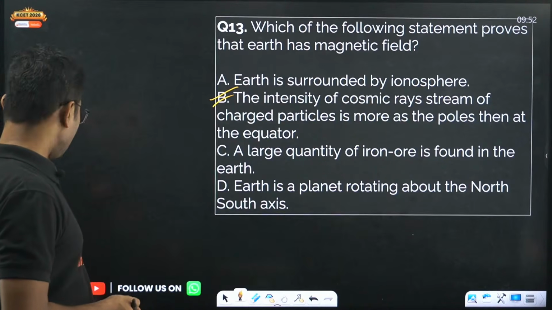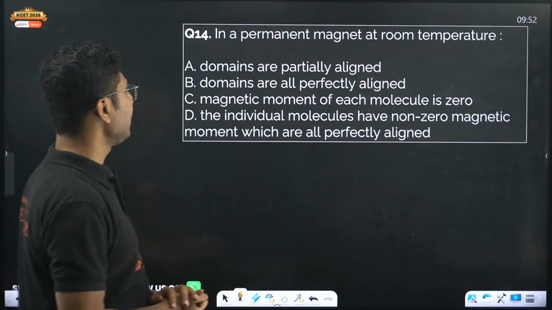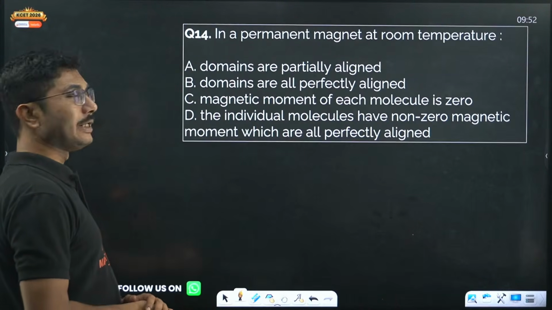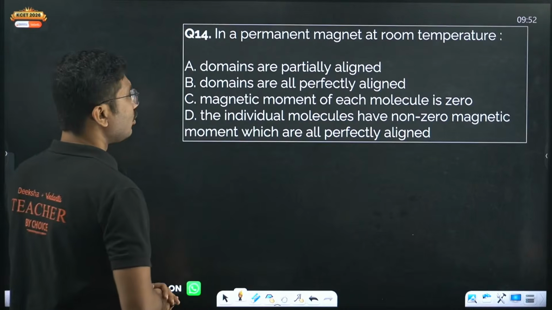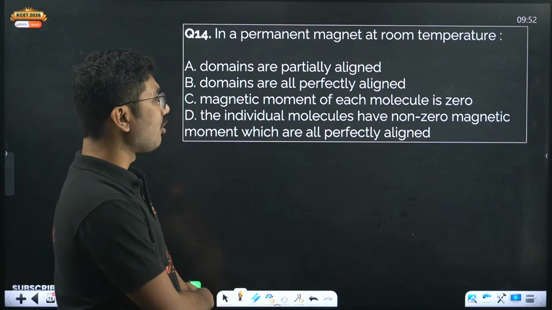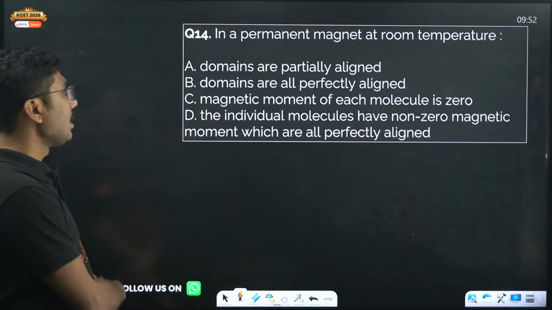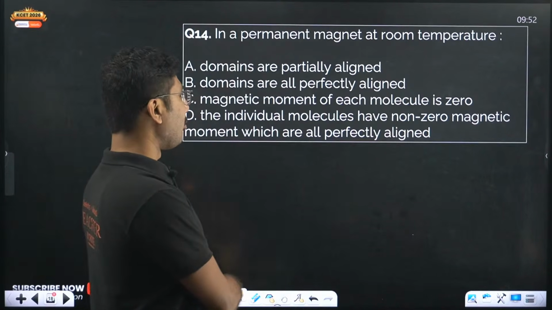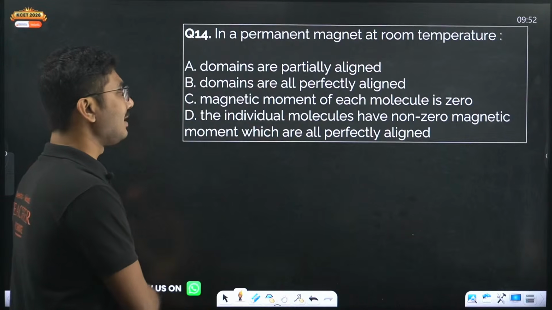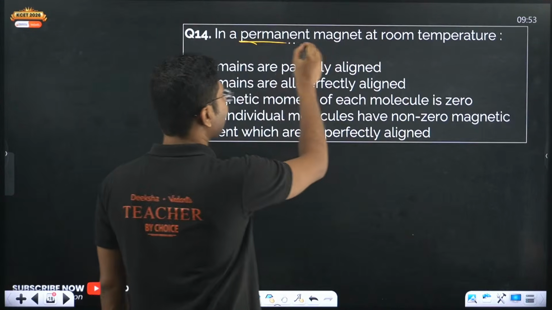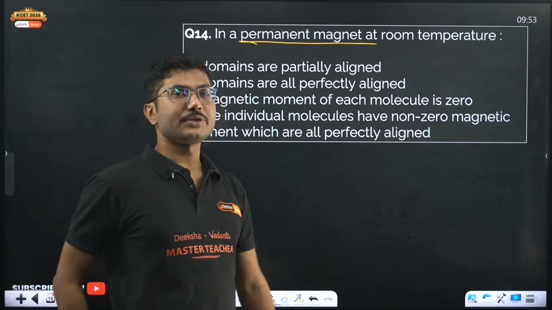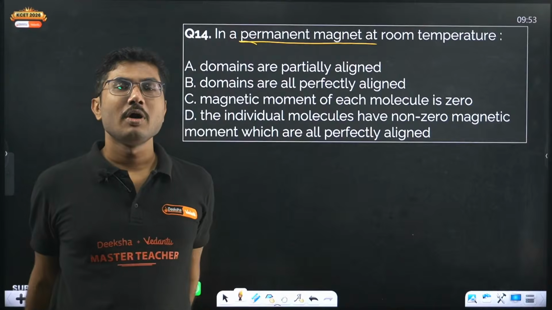Okay, now let's move on to the next question. In a permanent magnet at room temperature, domains are partially aligned; domains are all perfectly aligned; the magnetic moment of each molecule is 0; the individual molecules may have non-zero magnetic moment, which are all perfectly aligned. So this is a permanent magnet. A permanent magnet means a ferromagnet, obviously a ferromagnetic substance.